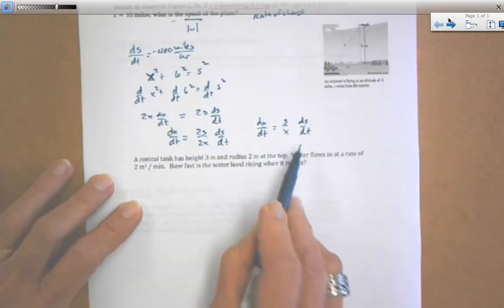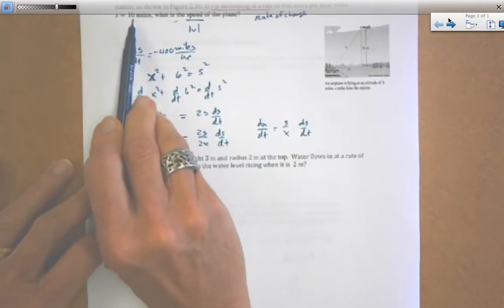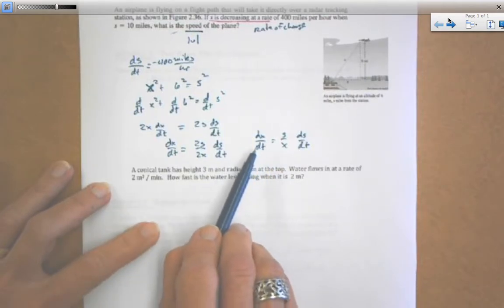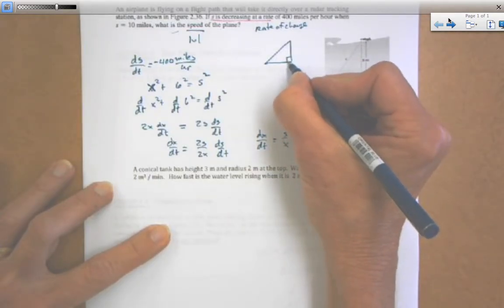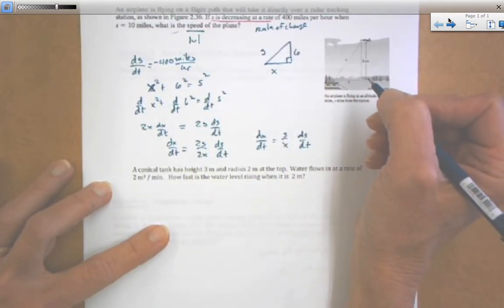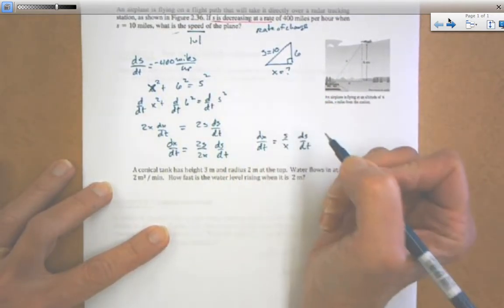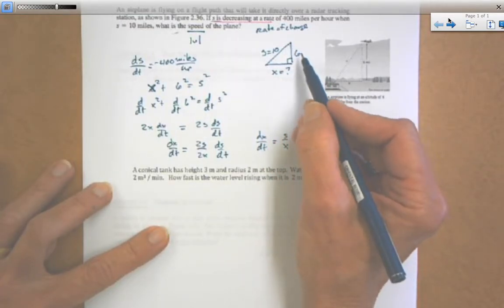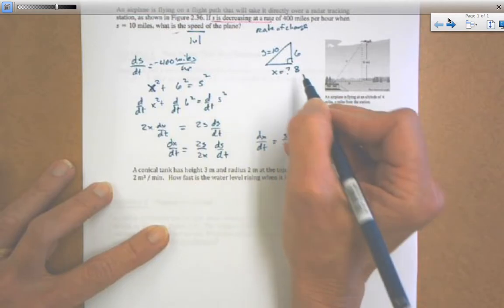Well, I have a value for dS/dt, negative 400 miles per hour. I have a value for S, 10, but I need a value for x. This is a case when you go back to the original relationship, sketch the diagram, and since we're going to look at what's happening at one specific time, I'm going to say when S is 10, does x have a value? Well, yeah, this is a Pythagorean triple triangle. It's a right triangle. So if this is 6 and this is 10, that missing side has to be 8. So when S is 10, x is going to be 8.